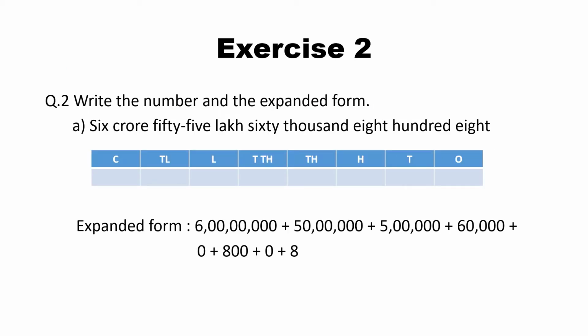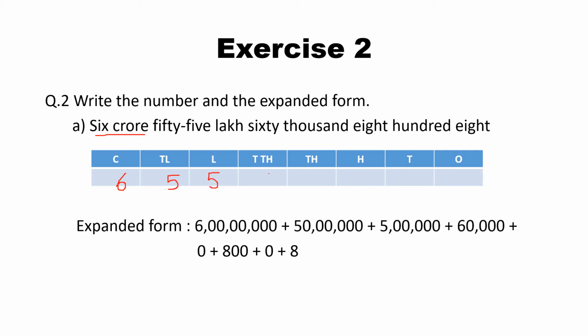Write the numbers and the expanded form. We have to write the number when the number name is given to us. 6 crore. So the value of crore is 6. So we will write 6. 55 lakh. So it will come in the lakh period. 55: 5 in the 10 lakh place, another 5 in the lakh place.